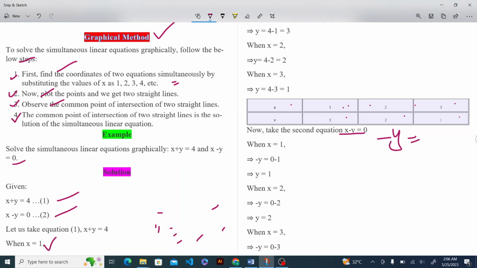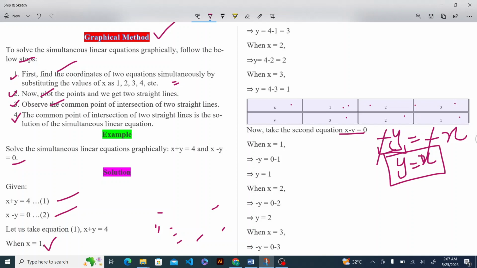Minus y will remain here at the left side, and x will be shifted to the right side, and as it is positive x on the left side, when it is shifted to the right side, it will be converted to minus x or negative x, and this negative sign will be cancelled out with this negative sign, and y will be equal to x. So this is our equation. Now we will put the value of x as 1, 2, 3, and we will find the values for y, okay.